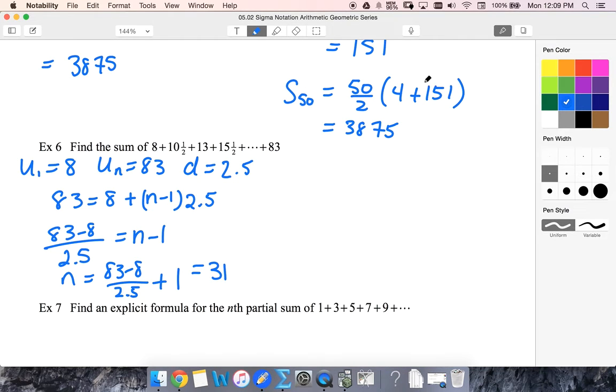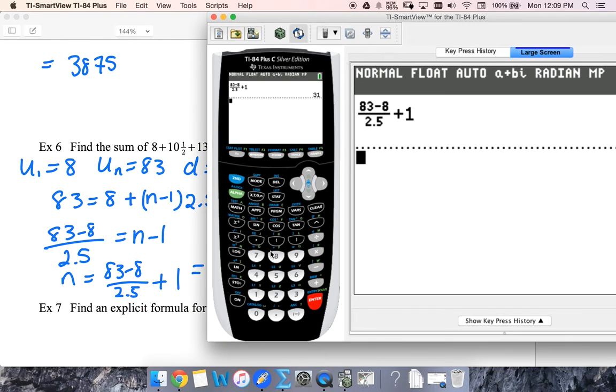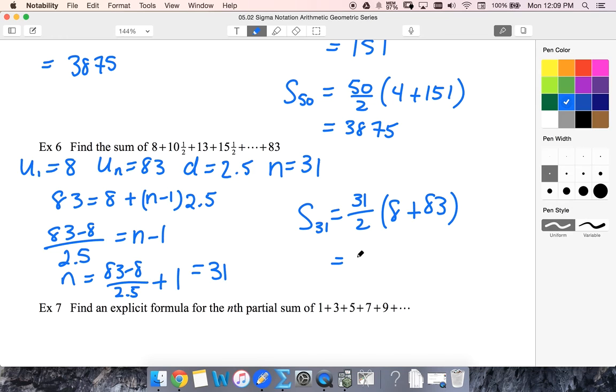And now I'm going to use this version because I know the first term and the last term. So n is 31, so the sum of 31 terms, 31 over 2, u1 plus 83. So now I'm going to end up with 31 over 2 times 8 plus 83. And I end up with 1,410.5.